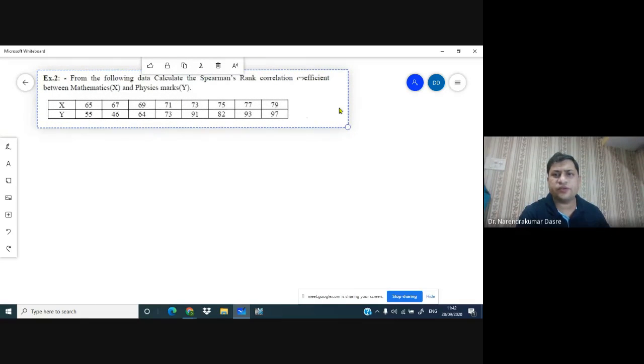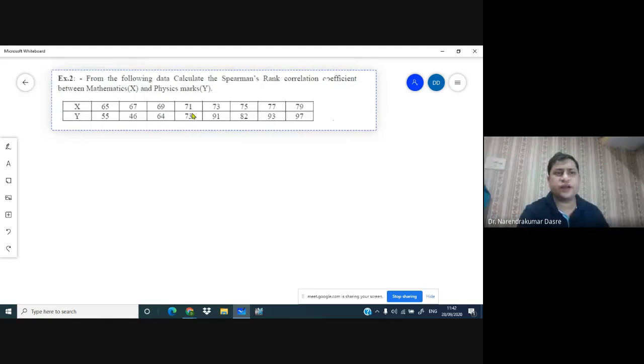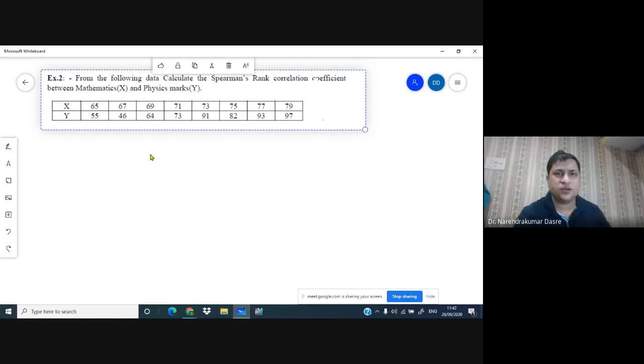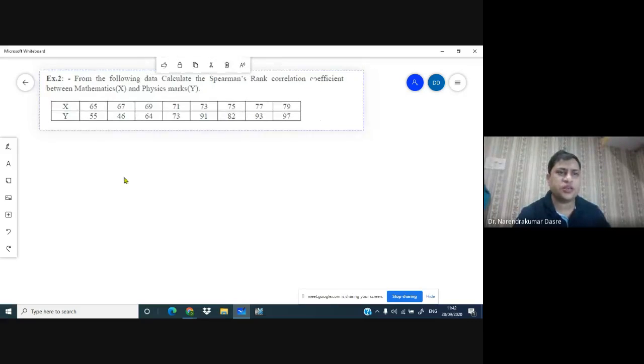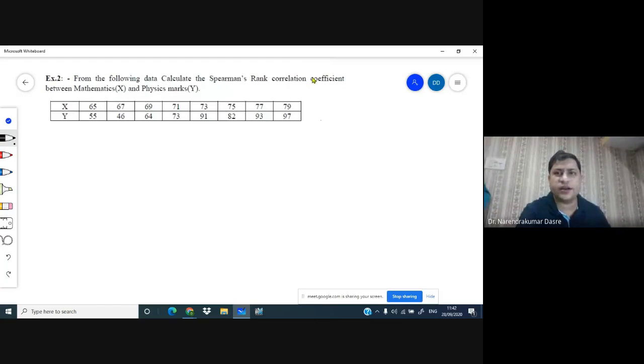So here we have the example. We have to find the Spearman's rank correlation coefficient from this given data. Okay. Now we go to the solution. So what we have first, see what is given to you. We have given the marks in mathematics and marks in physics. For how many students it is given? So it is given for 8 students, and then we have to find out the rank correlation coefficient.